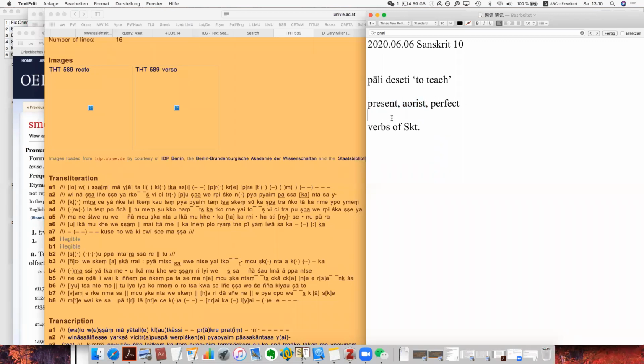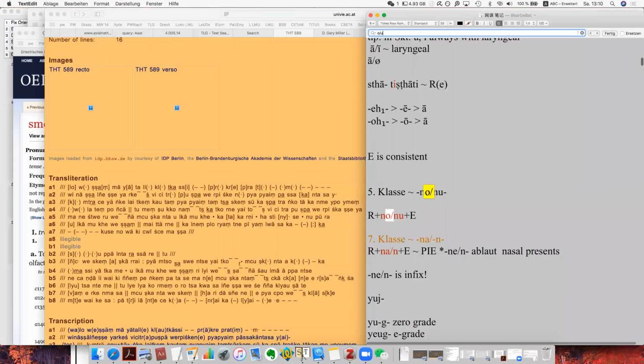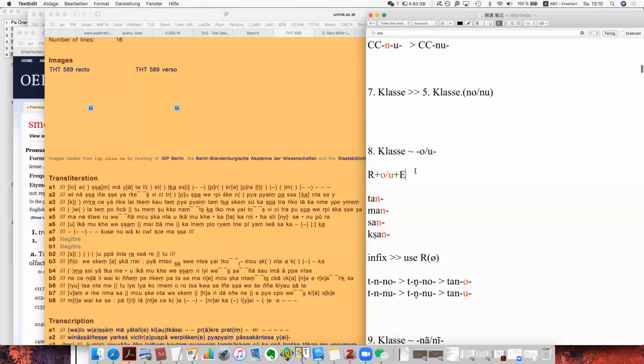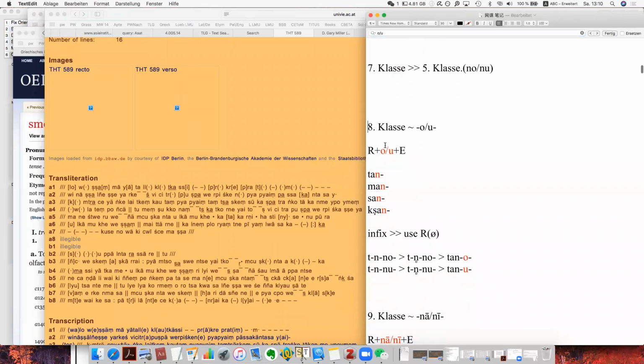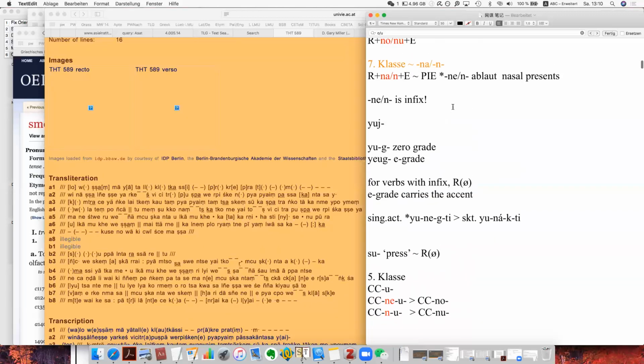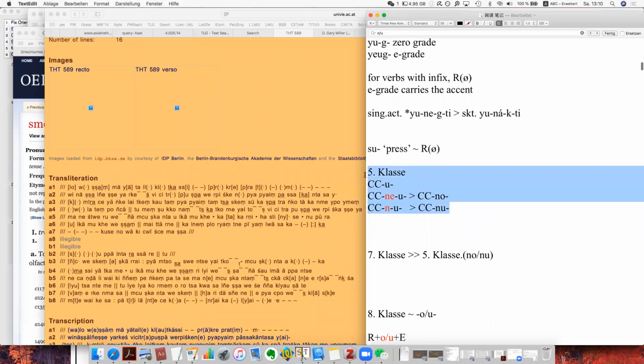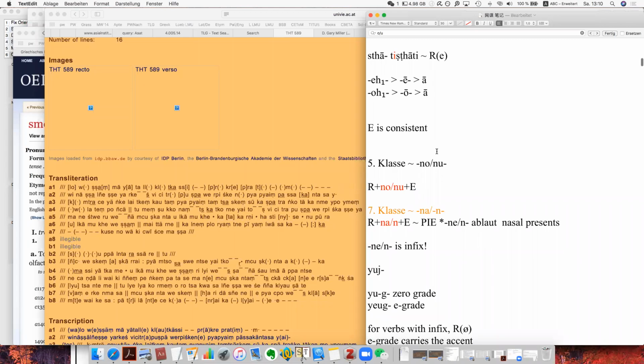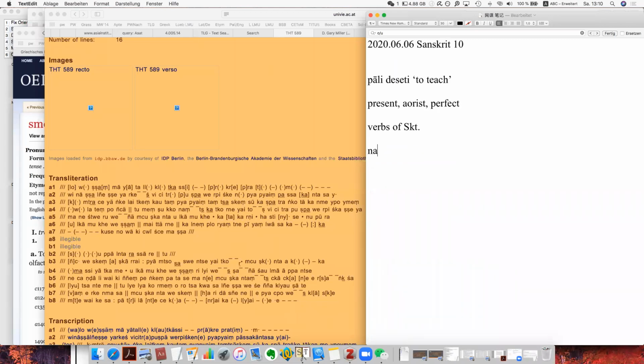Last time, if I'm not mistaken, we talked about this class. Oh no, sorry, the fifth class. This one. I copied this here, so this is what we have done last time. We talked about the nasal present.